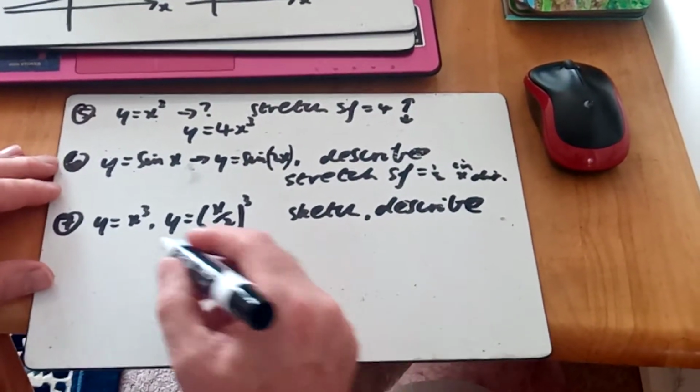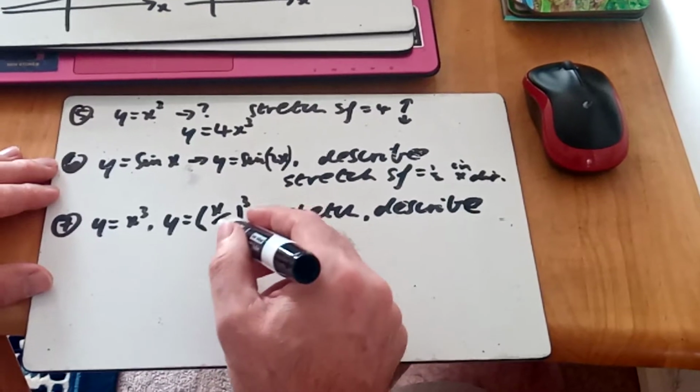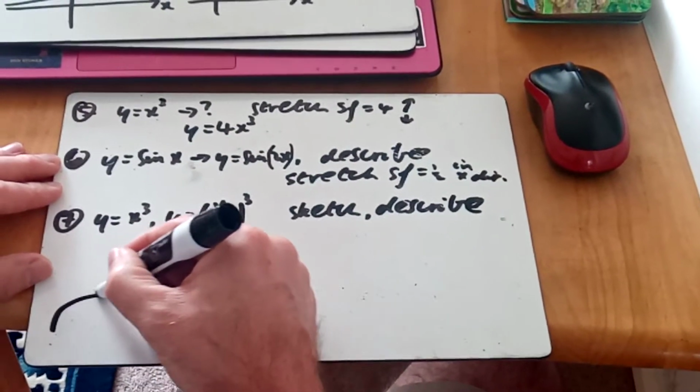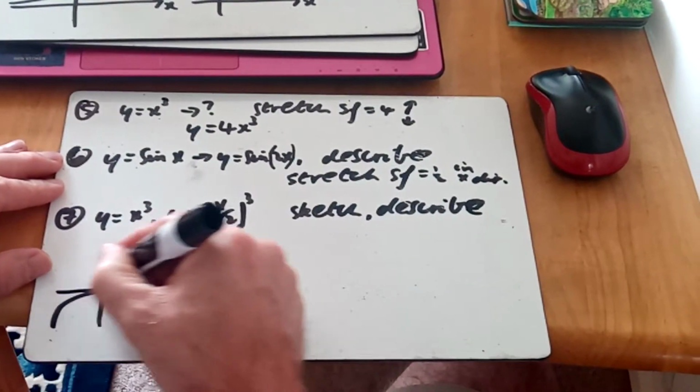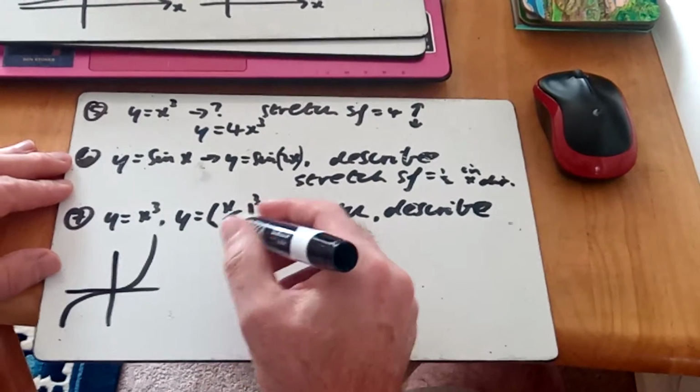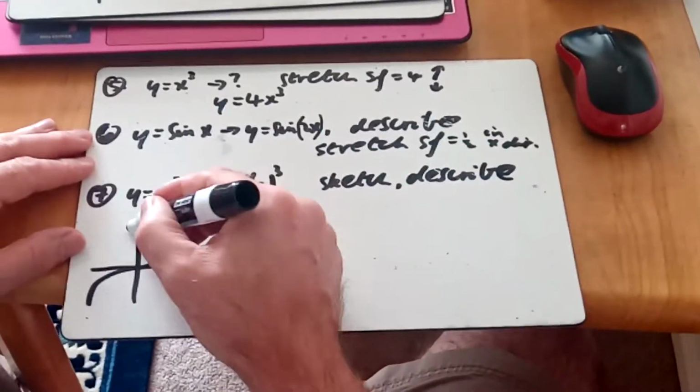Okay. Similarly, y equals x cubed and y equals (x over 2) cubed. And what's happening in this case, if I was to do a sketch of y equals x cubed, like that, a sketch of y equals (x over 2) cubed on the same one.